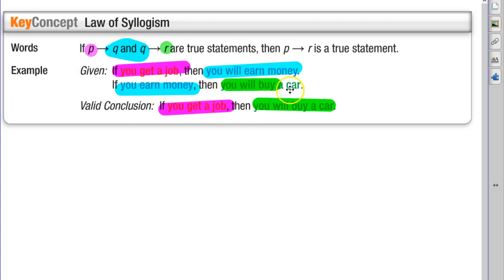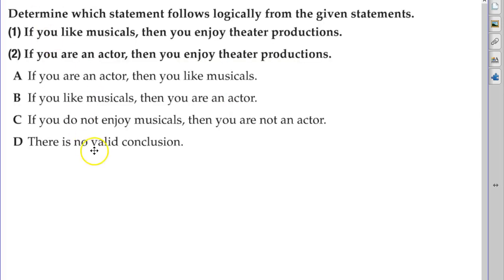So basically what we're going to do is take out that part there and make these two long statements into one shorter statement. So if you get a job, then you'll earn money to buy a car. If you get a job, then you'll earn money. If you earn money, then you'll buy a car. We'll just say, hey, guess what? If you get a job, you'll get a car. But that only works if these two statements are true and make sense.